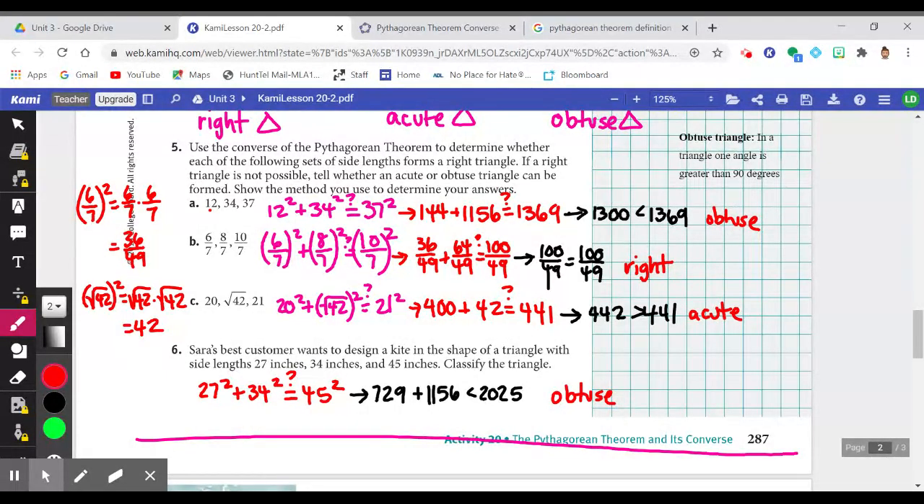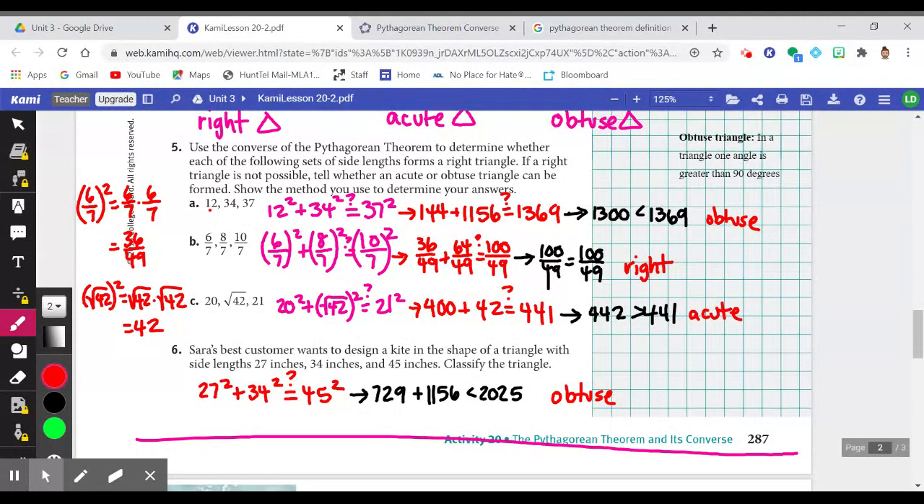This one might have given you a little trouble, but squaring a fraction is very, very simple. 6 over 7 squared is just the same as 6 over 7 times 6 over 7. So when multiplying fractions, you multiply across. So we get 6 times 6, which is 36, 7 times 7, which is 49. So really, if you think about it, 6 over 7 squared, you just square both the numerator and the denominator. So 6 squared is 36, 7 squared is 49. So we see that 36 over 49 plus 64 over 49, because that's 8 over 7 squared, we do get 100 over 49 equal to 100 over 49. So it is a right triangle.